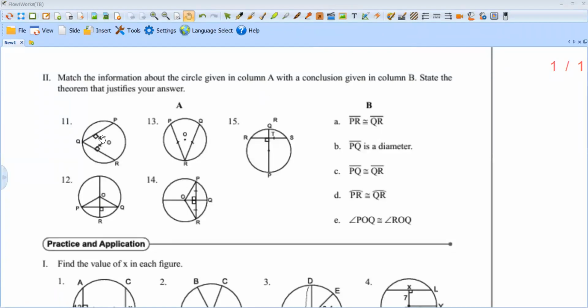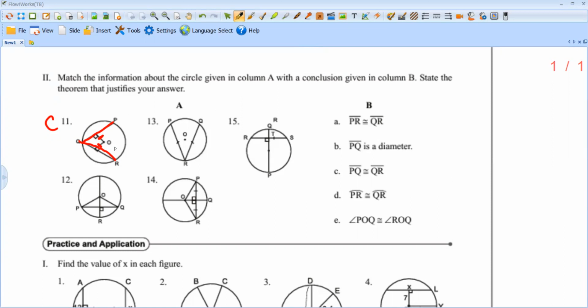Okay, look at number 11. These two segments are equal. All right, so if these two segments are equal, then QP is equal to QR. Letter C. Okay, that's great. So if they are equidistant from the center, then these two chords, QP and QR, are equal. So that's correct. Number 12.